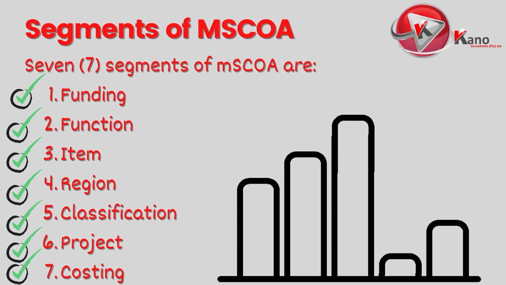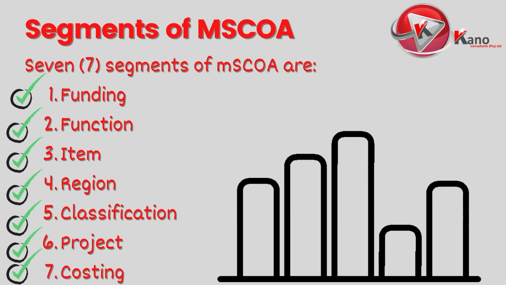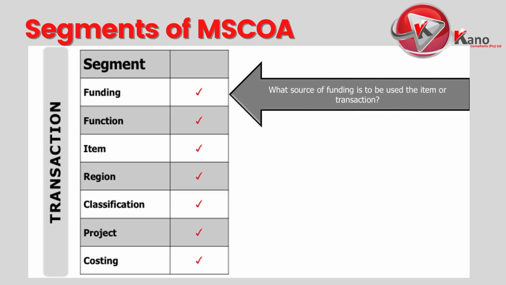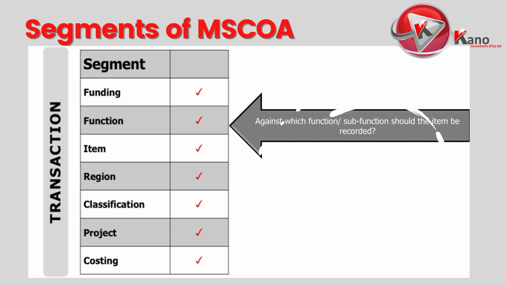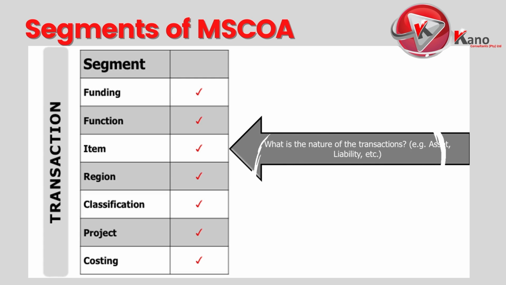These 7 segments are: funding, function, item, region, classification, project, and costing. The funding segment focuses on the source of the funds to be used to procure a particular item. The function segment focuses on identifying which function or sub-function the item should be recorded. The item segment addresses the nature of the item to be procured or the nature of the transaction by classifying the transaction as either an asset, liability, revenue, capital, or operational expenditure.